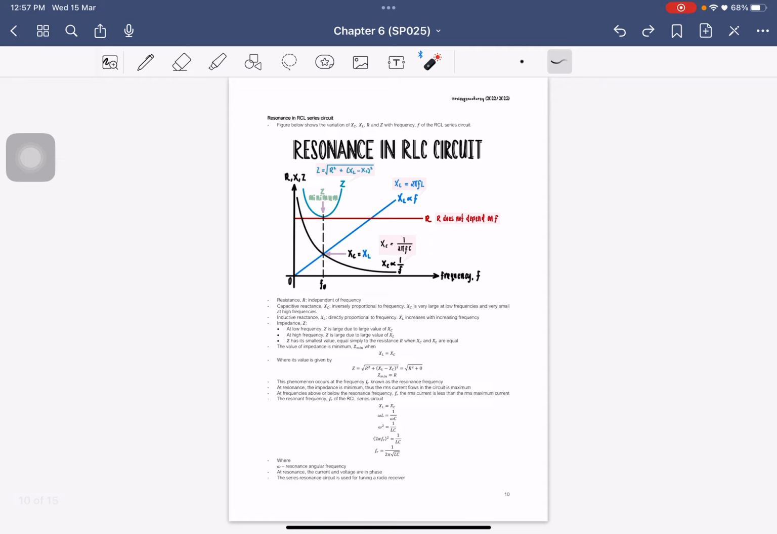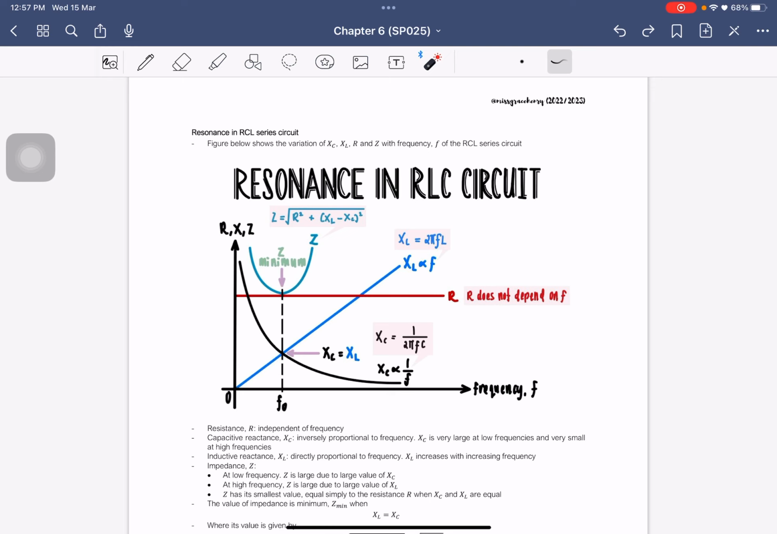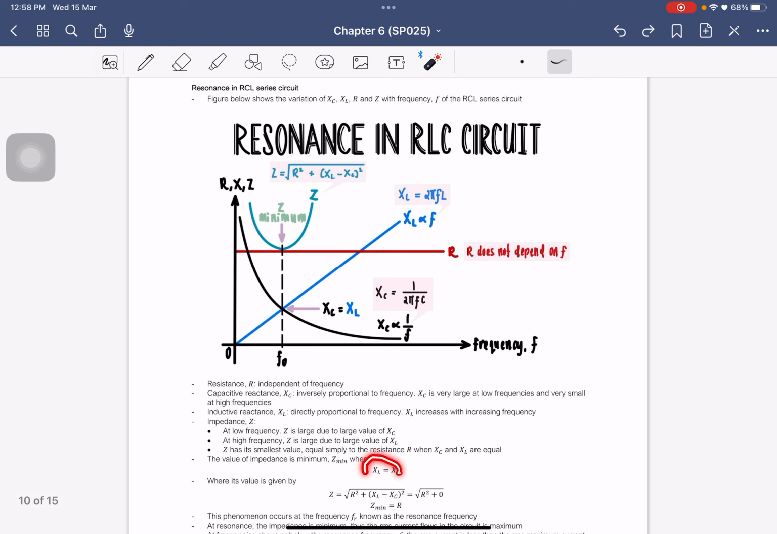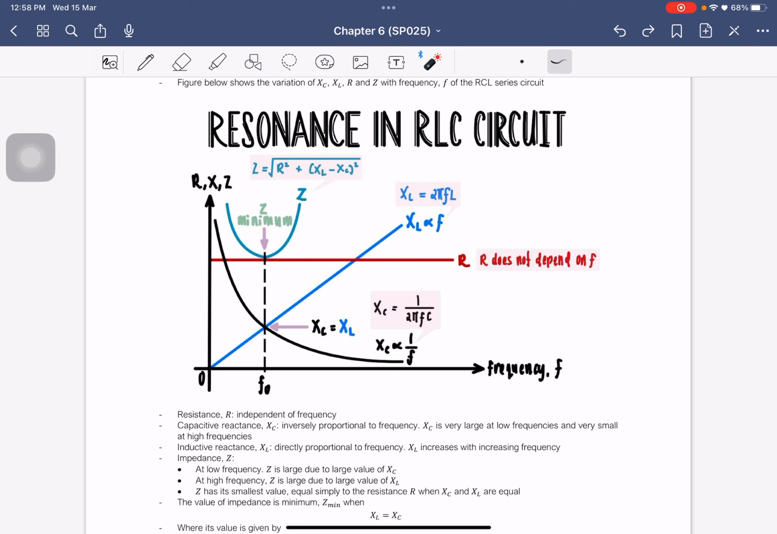Next, let's look at resonance. Okay, so for the resonance in RCL series circuit, resonance will only occur when the inductive reactance and the capacitive reactance are equal. Okay, tapi ni adalah graph yang I would think that you need to be able to draw it when you are asked to lah. Okay, so apa yang kamu perlu tahu is basically the resistor does not depend on the frequency, and then the inductive reactance is proportional to the frequency, whereas the capacitive reactance is inversely proportional to the frequency.